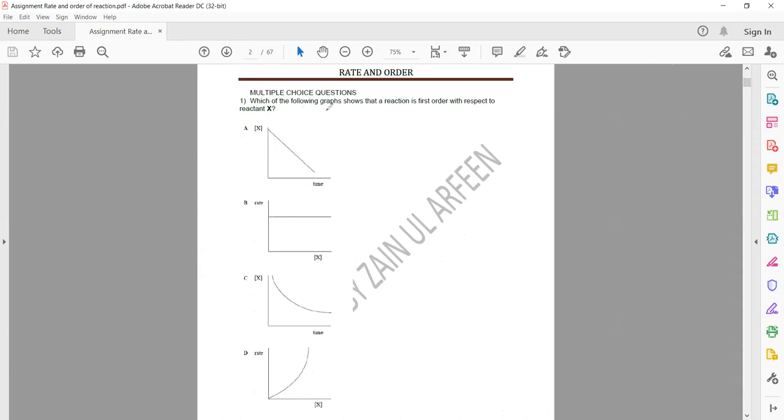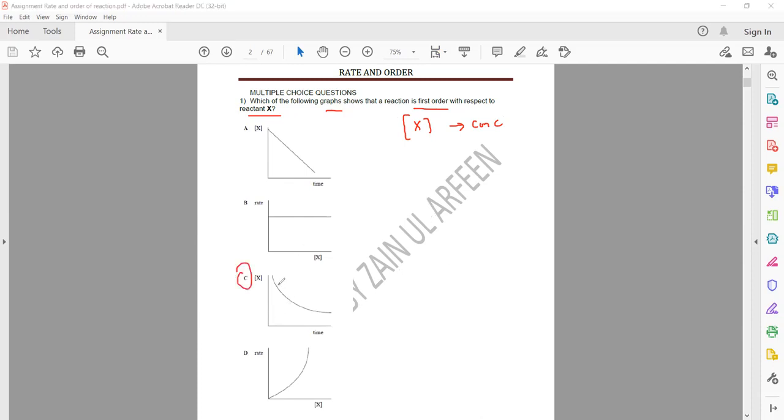Which of the following graphs shows the reaction of first order with respect to reactant X? X is a reactant, and when there's a bracket, it means it is showing the concentration. Which one is a first order reaction? A, B, C, or D? It should be C. Yeah, it is C.